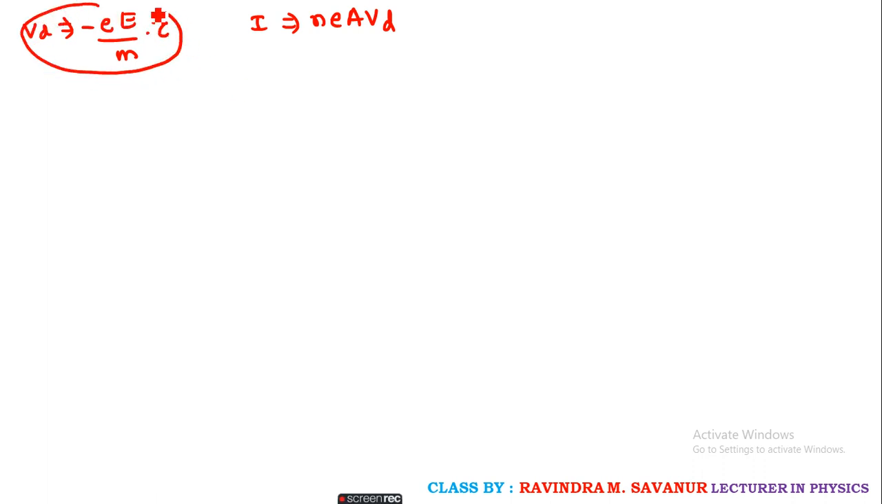So we have derived two derivations. The first one is the derivation for drift velocity, which is given by capital E, small e upon m into tau, and then we made a relation between electric current and drift velocity, nEA into Vd. These two are very important for the further derivations in your syllabus, so remember these derivations.